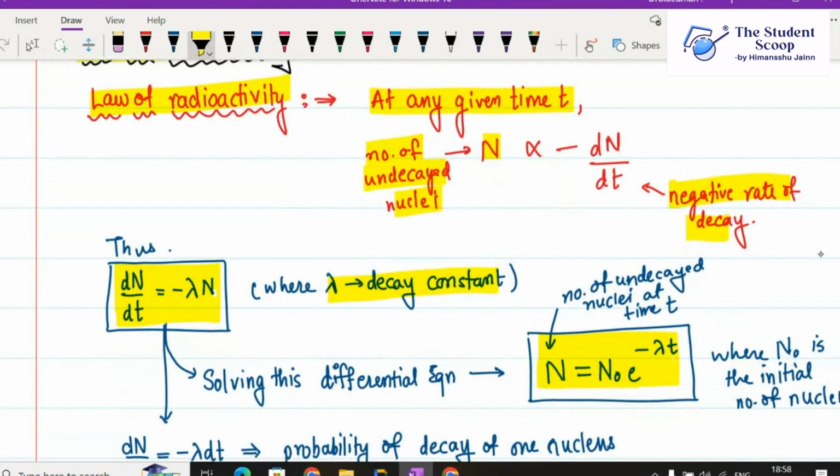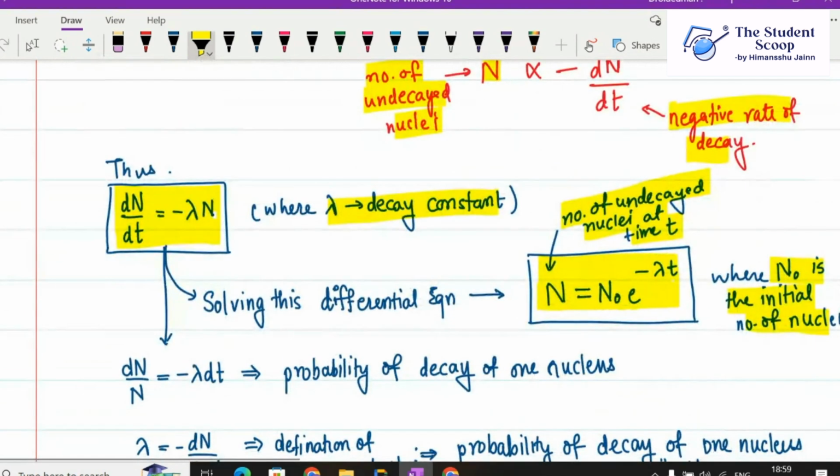If we solve this differential equation, dN by dt is equal to minus lambda into N, we get a solution like N is equal to N naught e raised to minus lambda t, which gives us the number of undecayed nuclei at any given time. This equation is given in the data booklet as well, so do expect problems to be asked on it, where N naught is the initial number of nuclei.